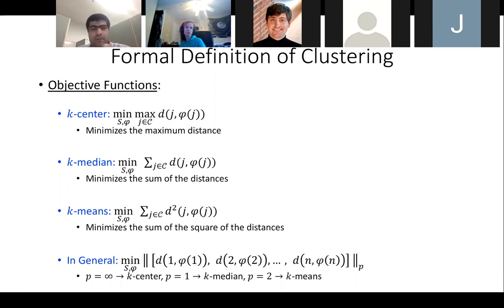And all of these can actually be written in one form. If we were to take the distance between a point and its center, and take these values and stack them up in a vector, such as this, d_1φ(1) all the way to d_nφ(n), then really this corresponds to a different norm we take of that vector. If we take the infinity norm, then we're talking about the k-center. The one norm is k-median, and the two norm is k-means.